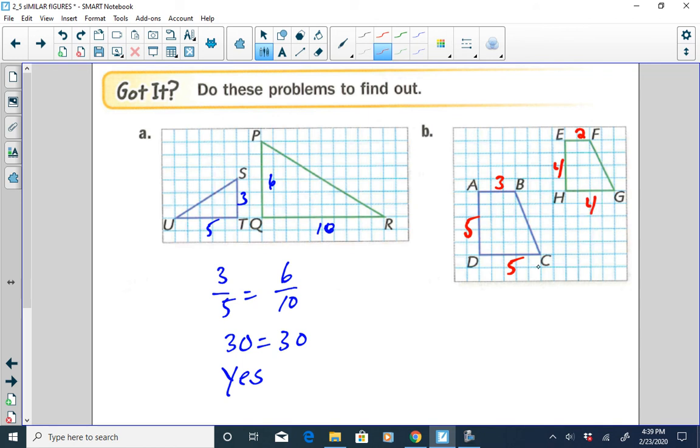Well, let's try. Is 5 to 5 the same as 4 to 4? Well, we know that that's yes, because 5 over 5 is 1, 4 to 4 is 1. But what about this ratio here? Is 3 to 5 the same as 2 to 4? Check those cross products. We get 3 times 4 is 12. 2 times 5 is 10. And the answer to that would be no. So even though these sides are proportional, these sides must also be proportional, and they're not.